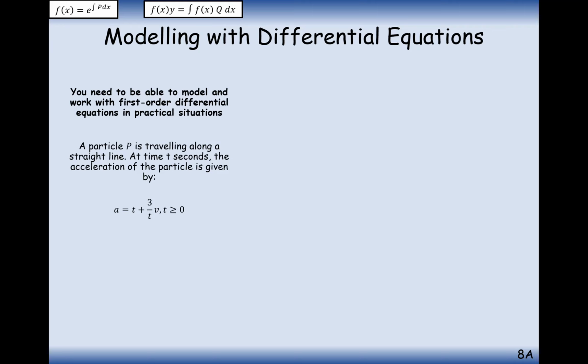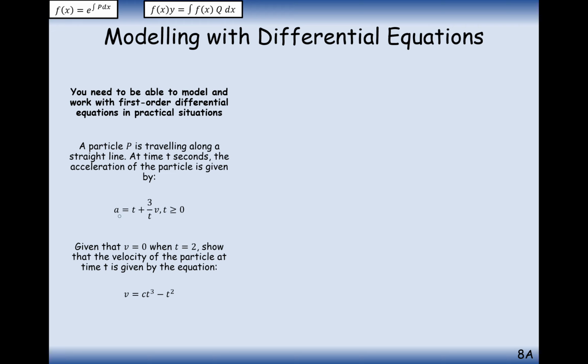A particle P is travelling along a straight line at time t seconds. The acceleration of the particle is given by this expression here: a equals t plus 3 over t times v, where t is greater than or equal to 0. Given that v equals 0 when t equals 2, show that the velocity of the particle at time t seconds is given by v equals ct cubed minus t squared.